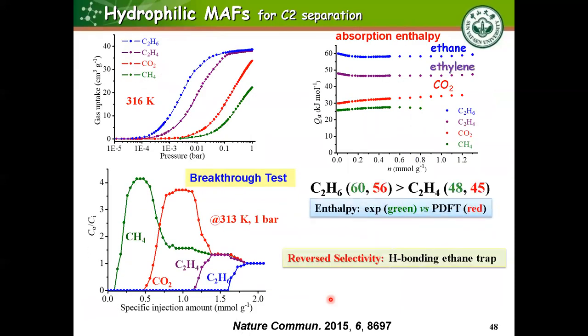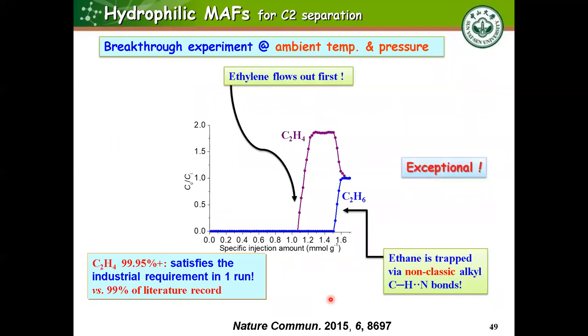Subsequently, absorption tests, including gas uptakes, absorption enthalpy, and breakthrough experiments, confirmed that MAF-49 has a significantly higher absorption capacity and affinity for ethane compared with ethylene, as well as carbon dioxide and methane. Thus, it can be used for separation of the four types of gas molecules. Particularly, ethane can be trapped compared with ethylene, and the selectivity is reversed compared with the conventional porous materials and other MAFs. This phenomenon has not been reported before, very exceptional.